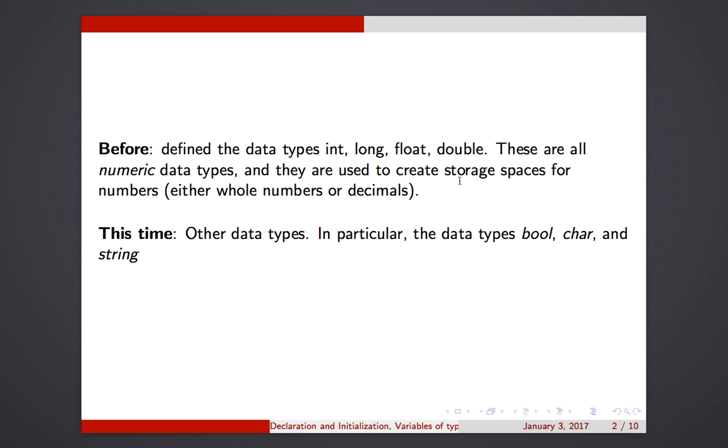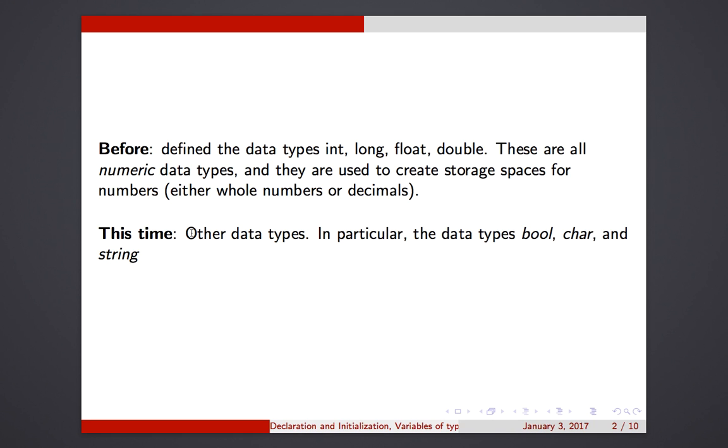So recall what we've done so far. We've defined the data types int, long, float, and double. These are all numeric data types. That is, they are designed as storage spaces for numbers. So int and long are for whole numbers, integers. Float and double are for decimals. The difference between long and int is that long has more memory associated with it, so it is designed for big numbers.